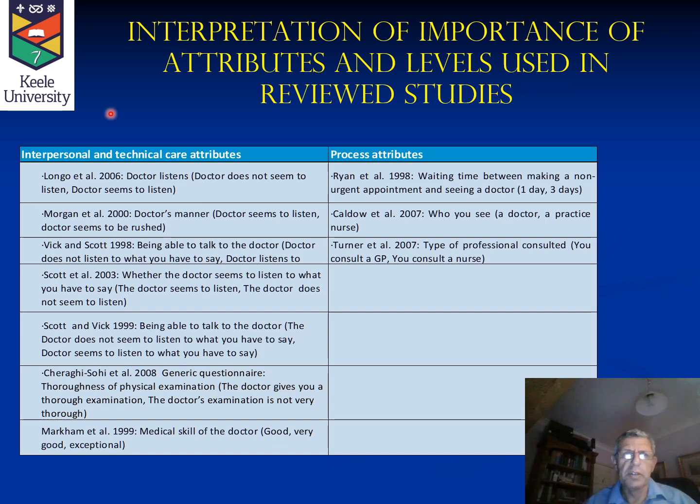And this slide carries on the process, this time looking at interpersonal and technical care attributes. So, for example, the doctor listens as an important attribute compared to the two levels of the attribute: the doctor does not seem to listen and the doctor does seem to listen. The doctor's manner, etc. And again, we can see which attributes and levels are important. And we see the other attributes here, which are the process attributes, waiting time between making a non-urgent appointment. So here we can see how in each study the attributes and the levels have emerged from the conjoint analysis process.